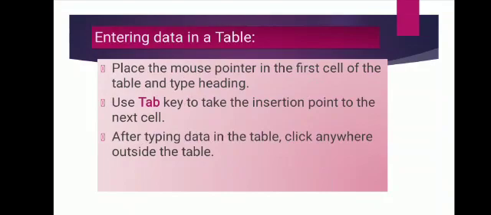For this, simply place the mouse pointer in the first cell where you will start typing. Then type the heading and then with the help of the tab key or arrow key, move the cursor to the next cell and then type the next heading. So simply click with the mouse cursor on the cell you want to type, and for going to the next cell you will use the tab key or arrow key.